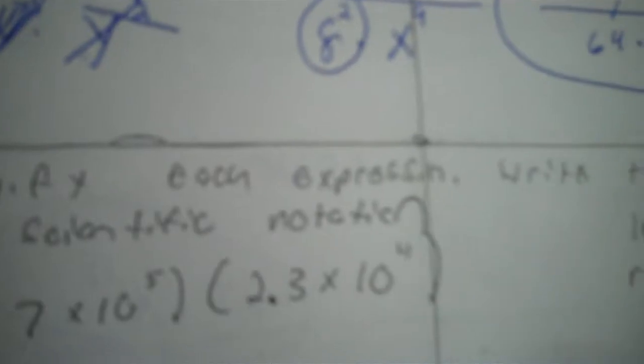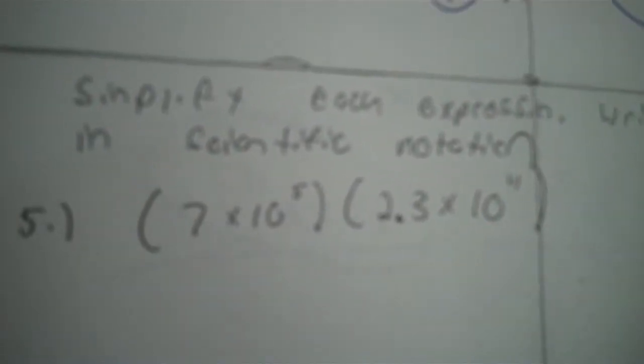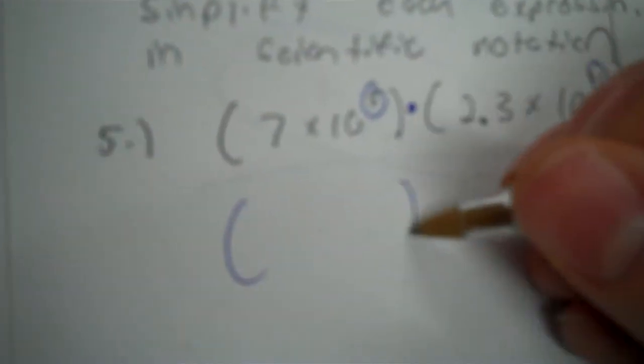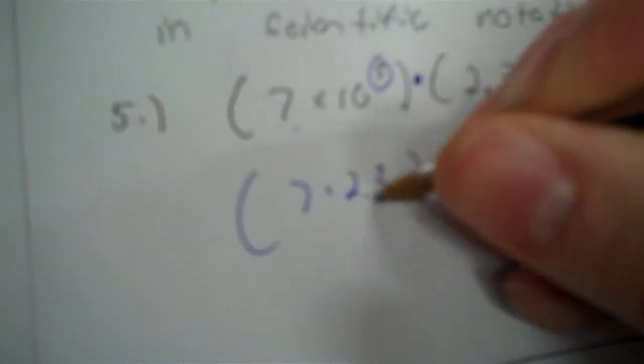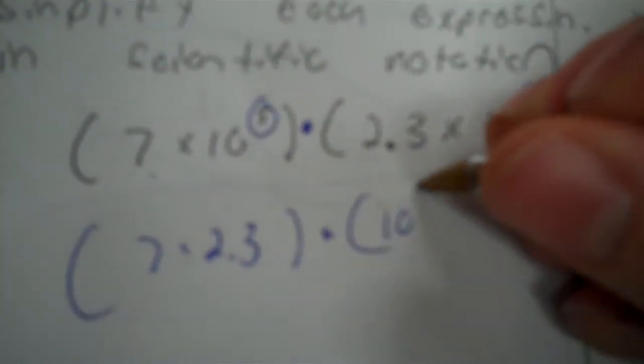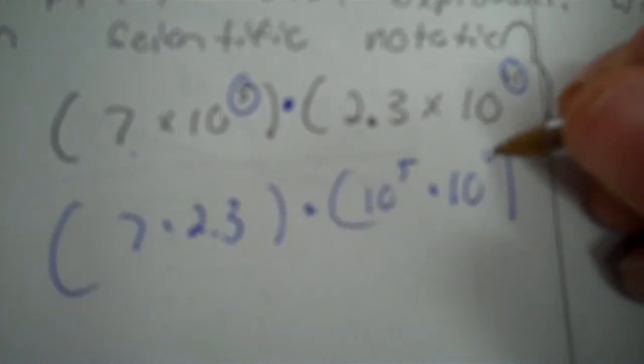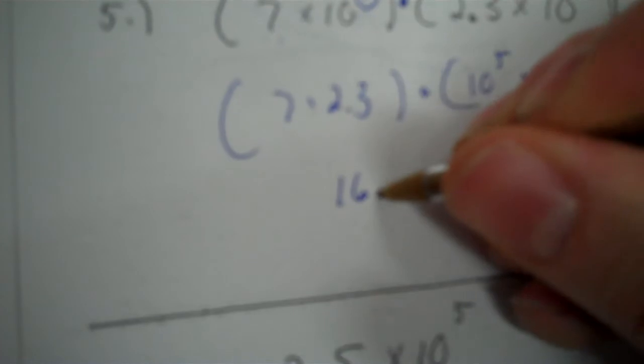Okay, simplify each expression, write the answer in scientific notation. So you got 7 times 10 to the 5th times 2.3 times 10 to the 4th. So we want to reorganize these parentheses. So I have the standard numbers together, 7 times 2.3, and then the 10 to the 5th times 10 to the 4th. So 7 times 2.3 is going to be 16.1.